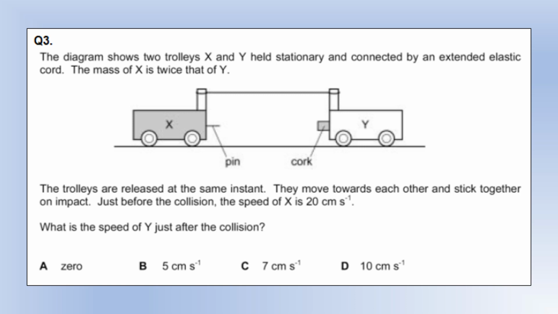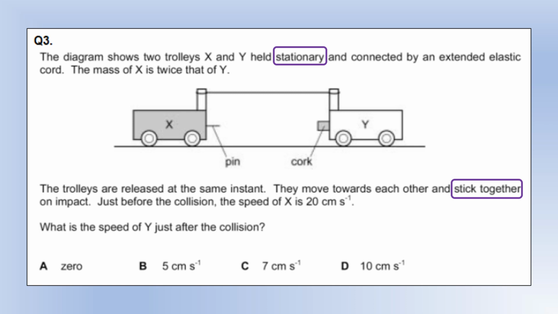Diagram 2 shows two trolleys, X and Y, held stationary, and that's going to be important, I think, connected by an extended elastic cord. The mass of X is twice that of Y. The trolleys are released at the same instant and they move towards each other and stick together. That's going to be important too. Just before the collision, the speed of X is 20 centimeters per second. What is the speed of Y just after the collision?